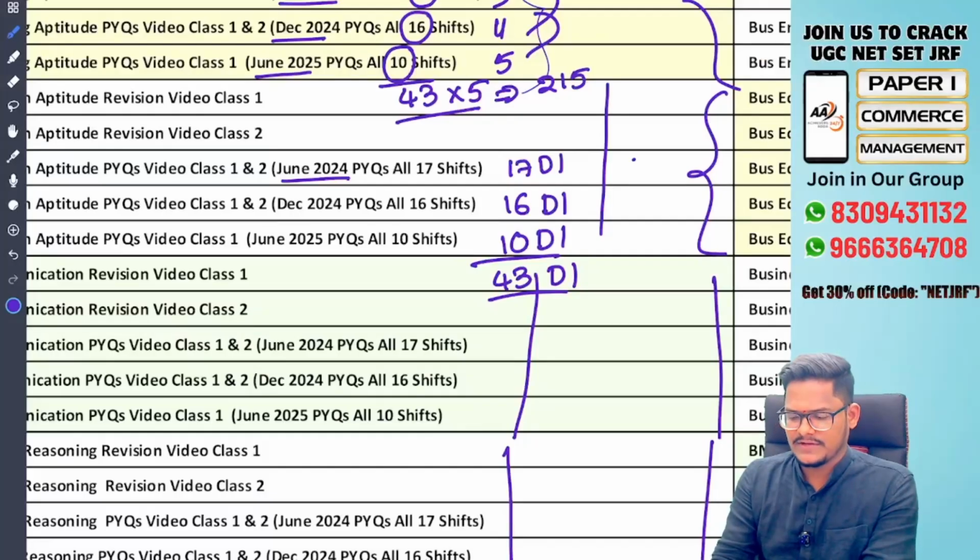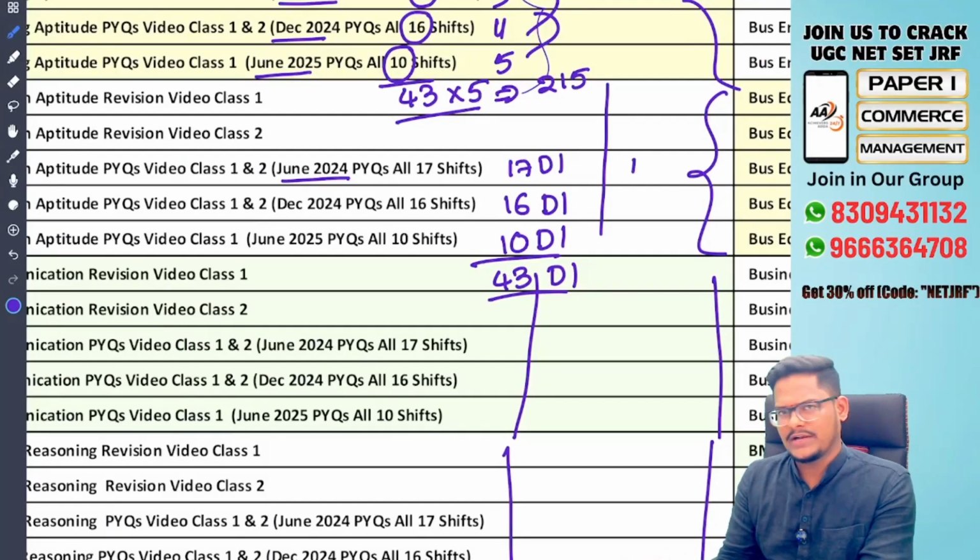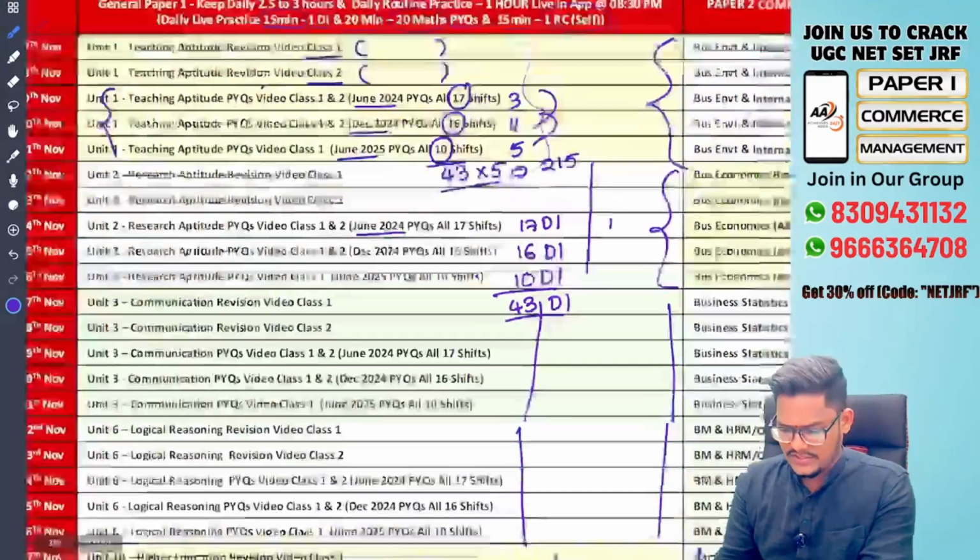Here 17 shifts of maths. Every day if you do one shift of mathematics, 43 shifts are there, so 43 days it will take. 5 questions every day, so it is more than sufficient to cover.